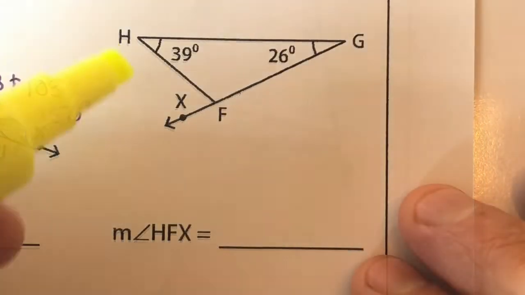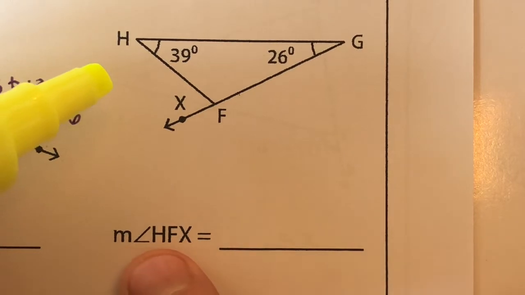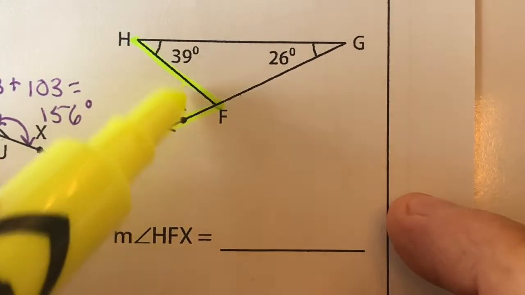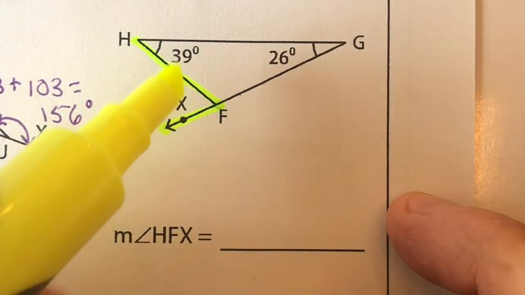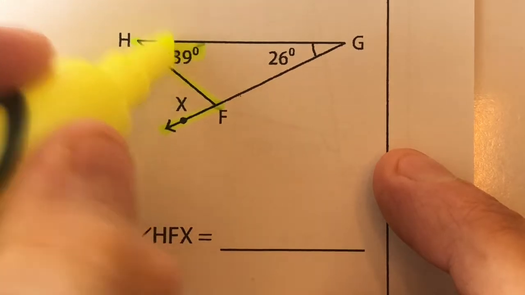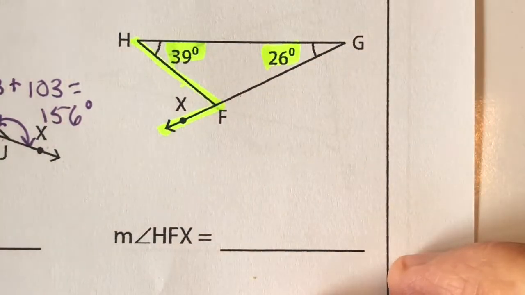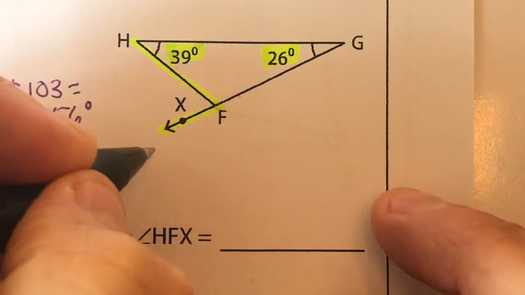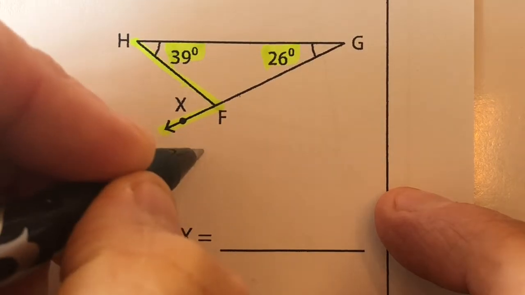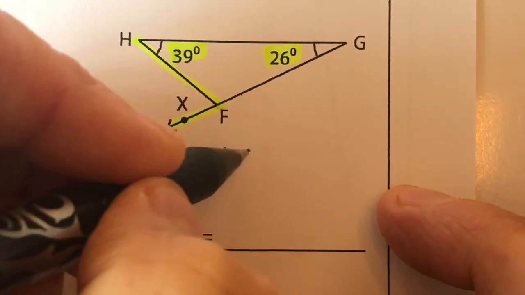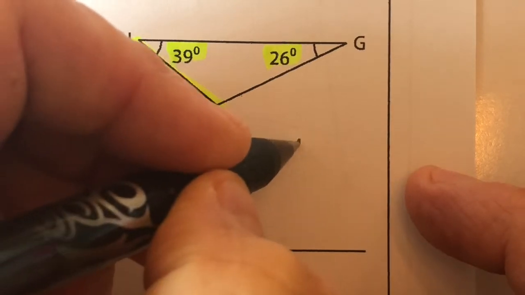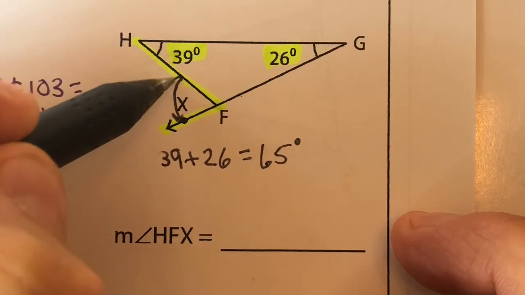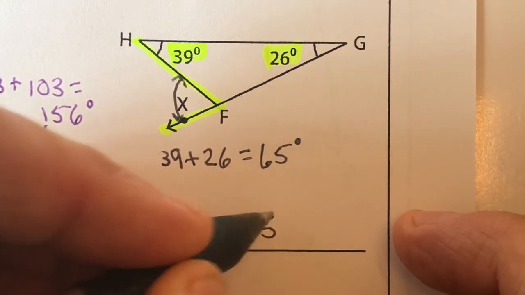Okay, so hopefully you recognize that the angle HFX is this exterior angle, and you're going to take the two remote interior angles, 39 and 26. The sum of those two angles will equal the exterior angle. So 39 plus 26 equals 65 degrees. So the measure of angle HFX equals 65 degrees.